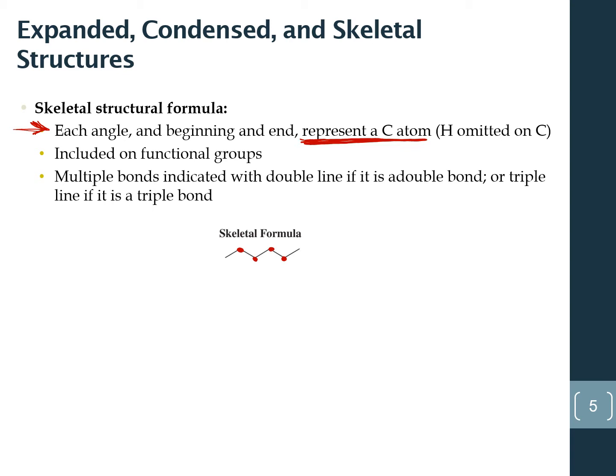So every angle represents a carbon, the beginning and the end. So you have another carbon here and another one here. Now you can check how many carbons you have in that skeletal formula just by counting. I have 1, 2, 3, 4, 5, and 6. So I'm going to write down C6. Now the lines are representing the chemical bonds between your carbon atoms.